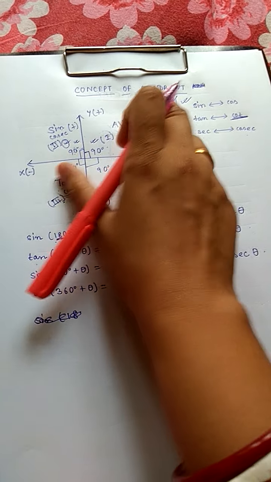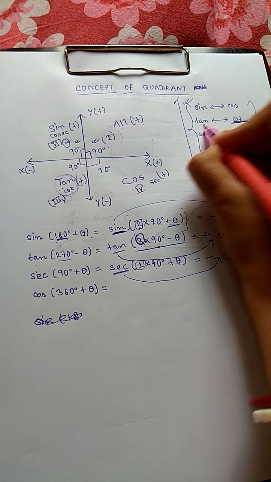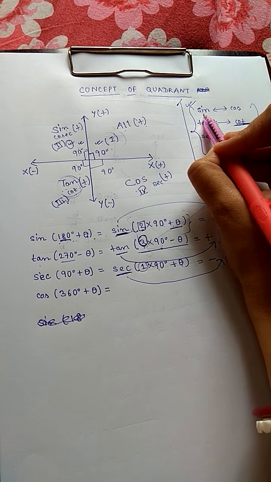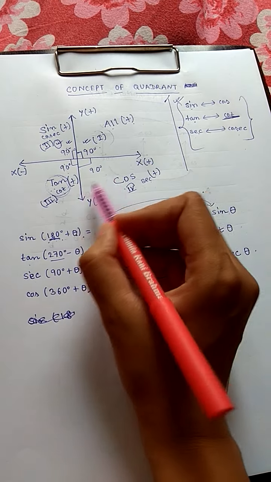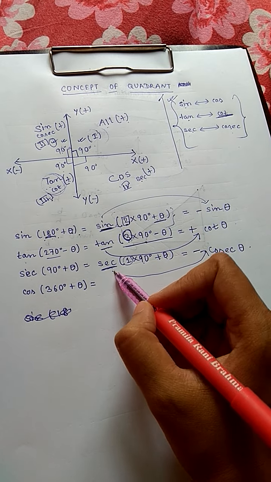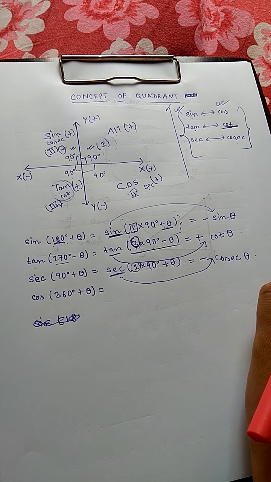For this concept of quadrant, it is a little bit different. Sine becomes cos, tan becomes cot, and sec becomes cosec. Generally, sine is the opposite of cosec and cos is the opposite of sec, but when coming to the concept of quadrant, we have to remember it this way.